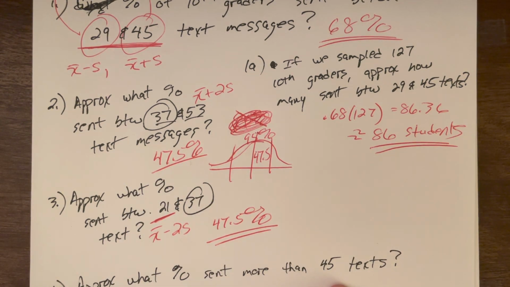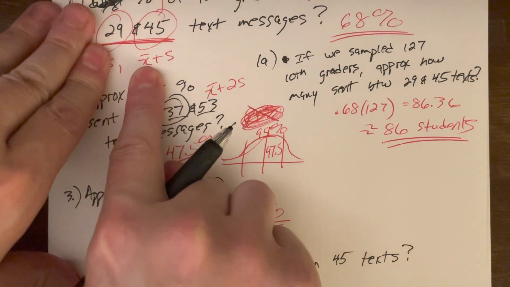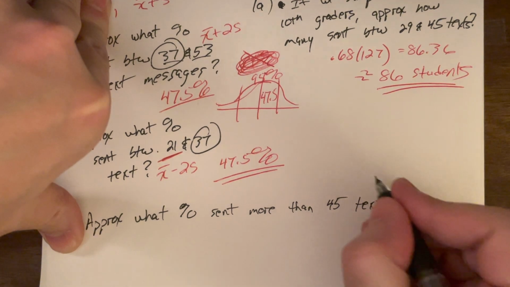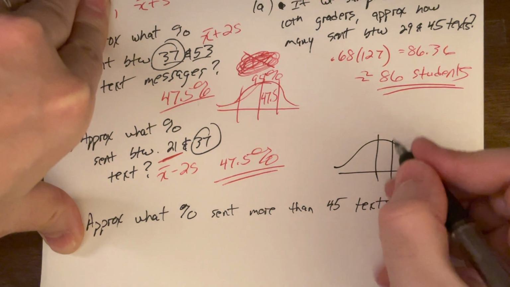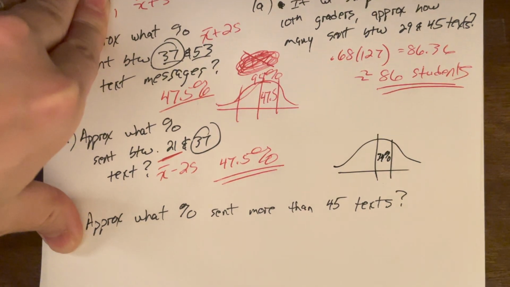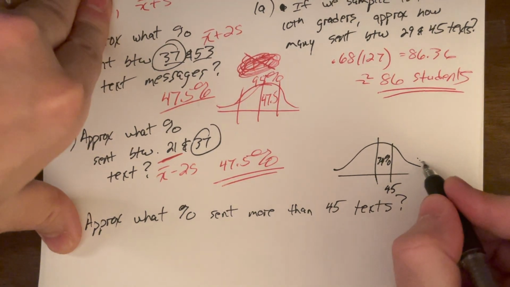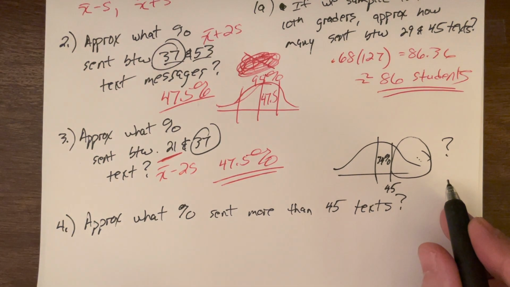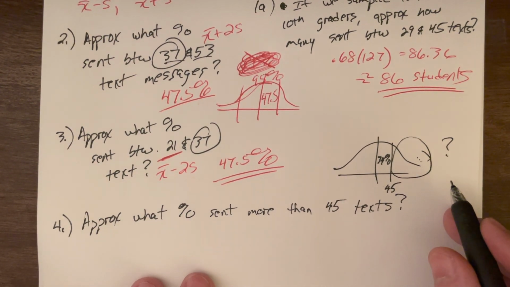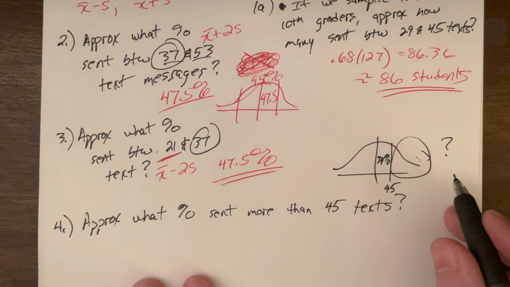But then you get a situation like this. What percentage sent more than 45 text messages? Well, we already saw 45 was 1 standard deviation above the mean. So we had the 34% here. But that gets me to 45 texts. I want these people out here. So this is where more symmetry comes up. And this is where I also started to mention a little bit about the idea of the complement.